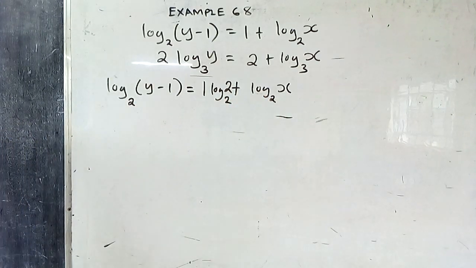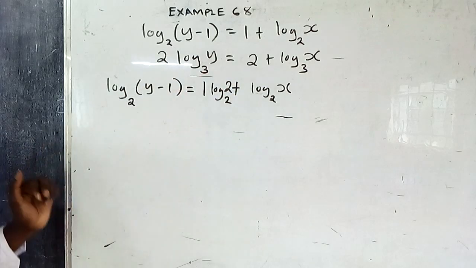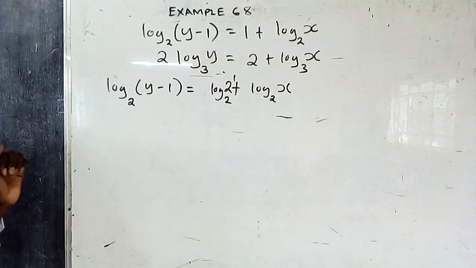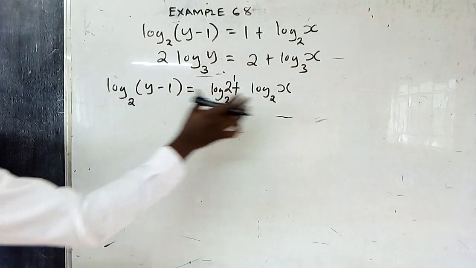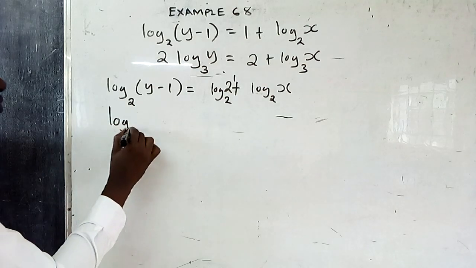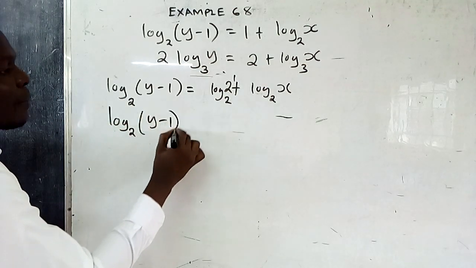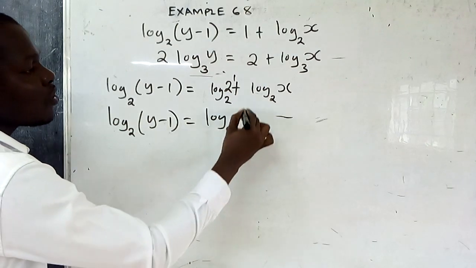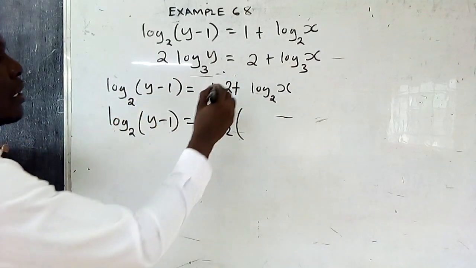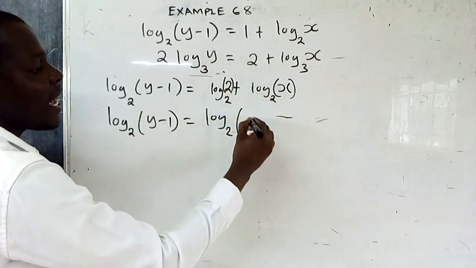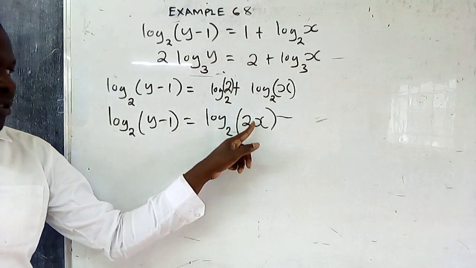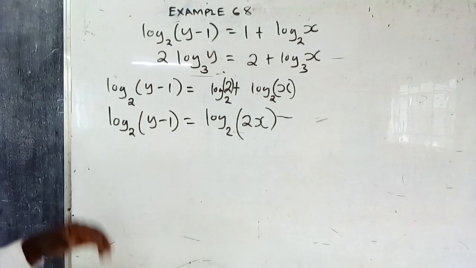Are we together? The next step is now to get rid of the coefficient, meaning this one becomes the power, isn't it? So on either side of the equation we must have one term. So here we have log to base 2 of (y minus 1). The other side, if you factorize out log to base 2, addition will be multiplication, isn't it? 2 raised to power 1 is just 2. So 2 times x, you get 2x. So that when you take log to base 2 inside the bracket, this multiplication goes back to addition.